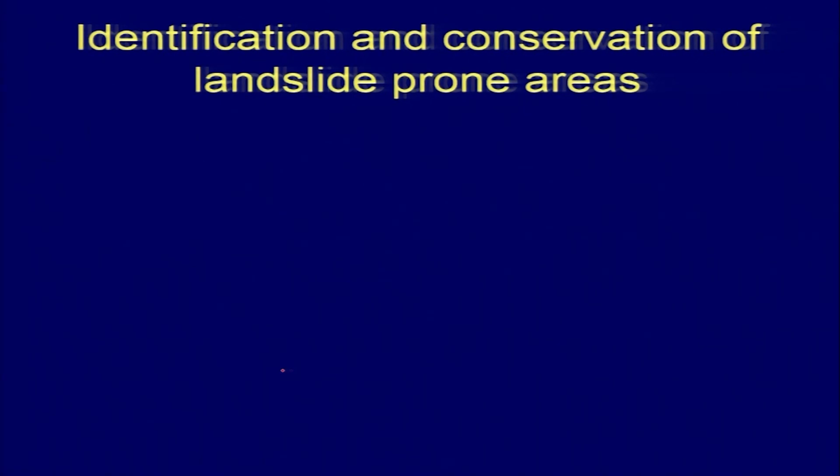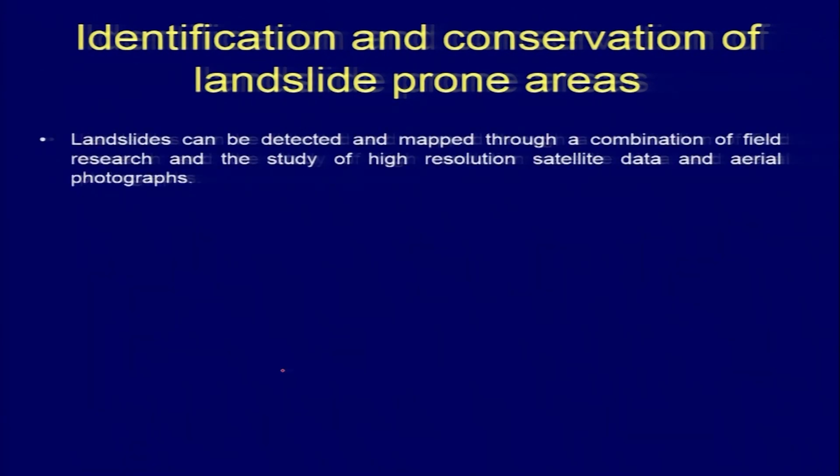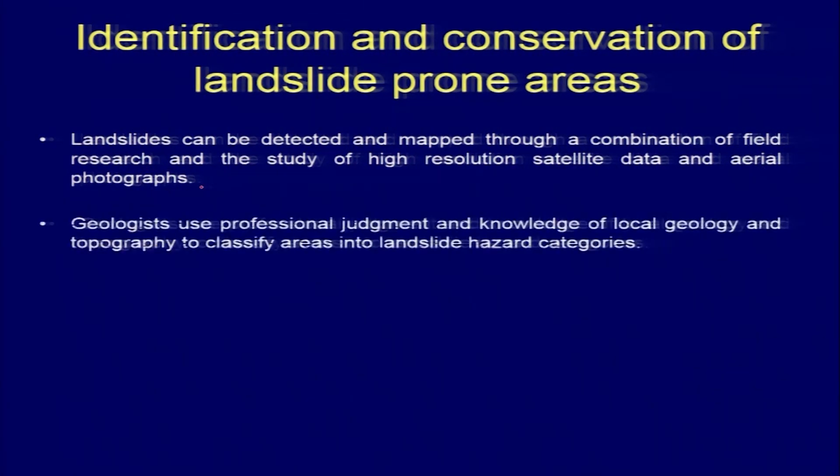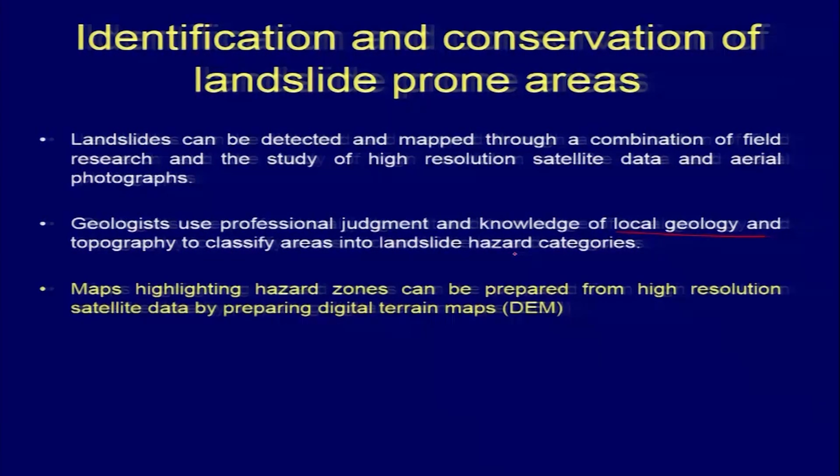Identification and conservation of landslide prone areas. Landslides can be detected and mapped through the combination of field research and the study of high resolution satellite data, or by using aerial photographs of that particular area. So you will need to repeat the survey again and again. Geologists use professional judgment and knowledge of local geology and topography to classify the area into different landslide hazard categories.